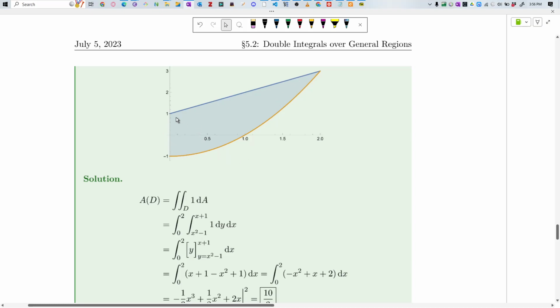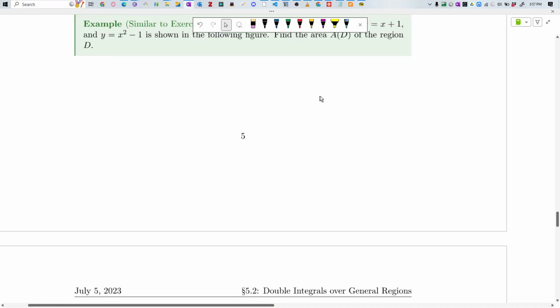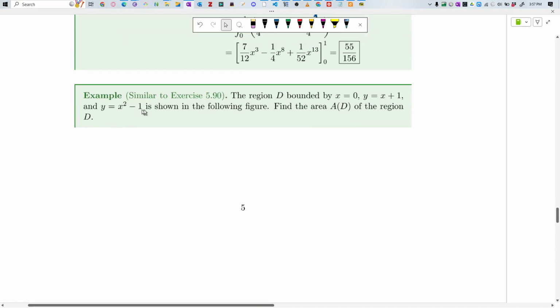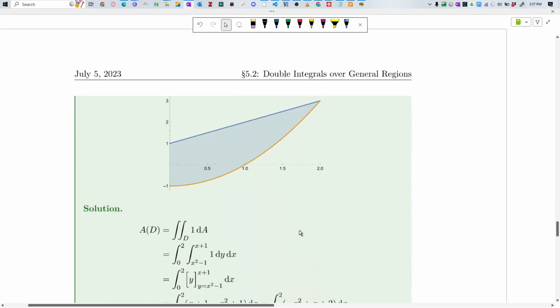You don't want to do it the other way because the lower function would change. It would go from this line to the y-axis. So instead we have our outer integral being with respect to x. Our inner integral, well, has a lower bound being the parabola, x squared minus 1, and the upper bound being the line, x plus 1. That is part of the equations that bound the region.